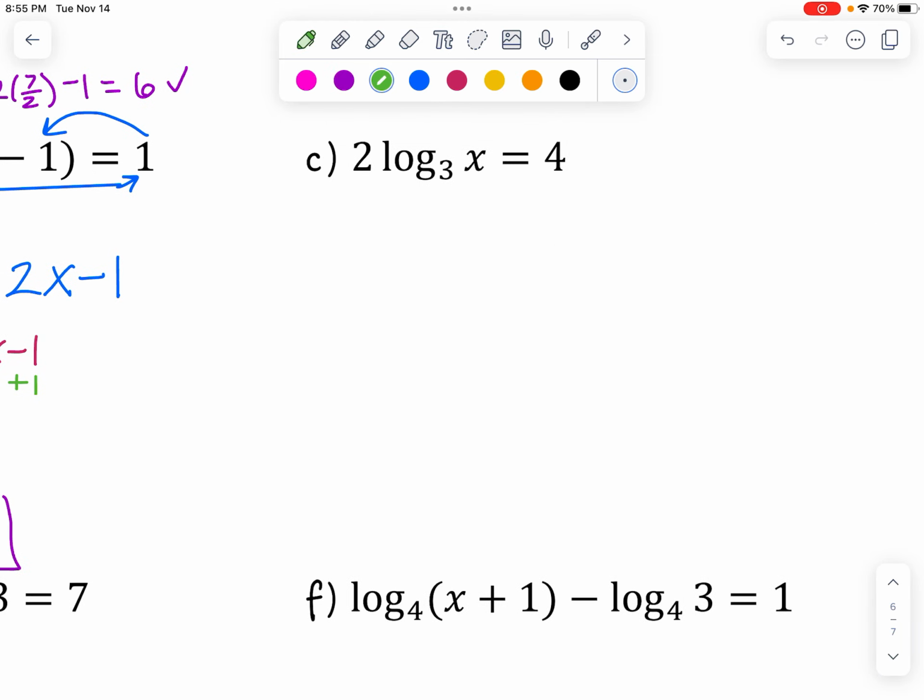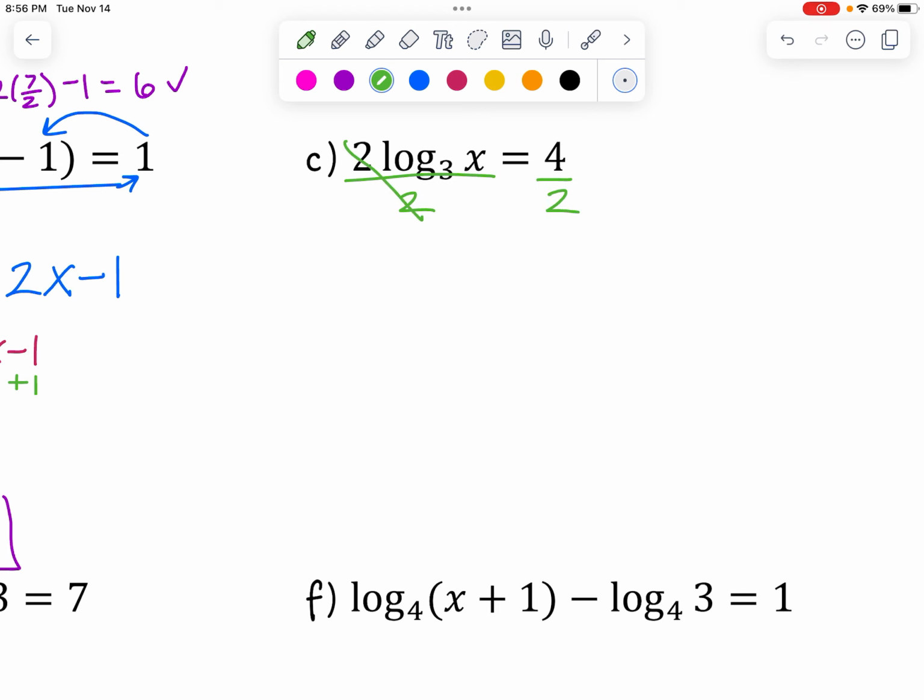All right, in part C, I have 2 times log base 3 of x equals 4. Think, what would you do first in this problem? There's actually 2 right answers. Just depends on how you want to approach it. If you thought you could condense 2 into the log, you definitely can do that first. If you thought divide both sides by 2, that's also an option as well. I'm going to choose to divide both sides by 2 because that'll just keep the problem a little bit easier. But either way, you should get the same answer.